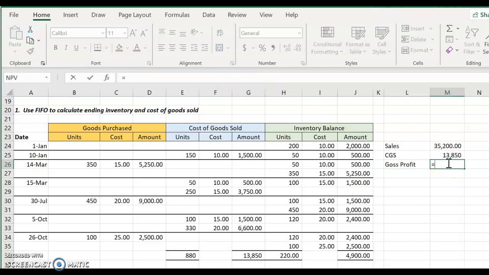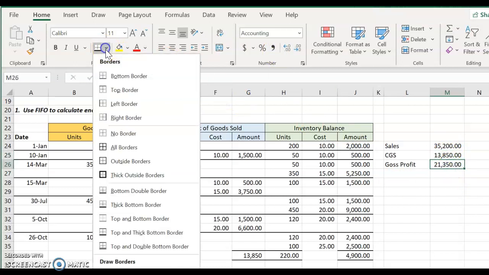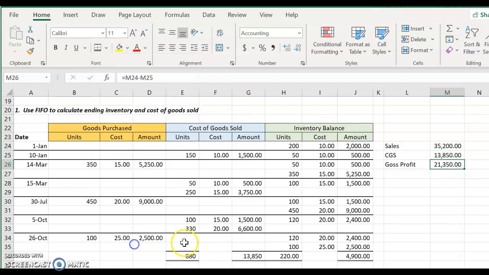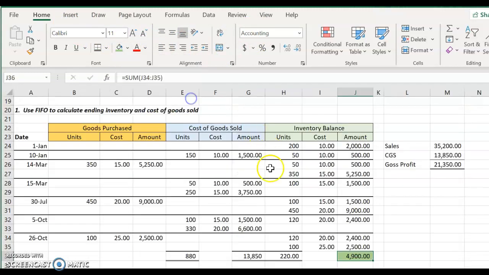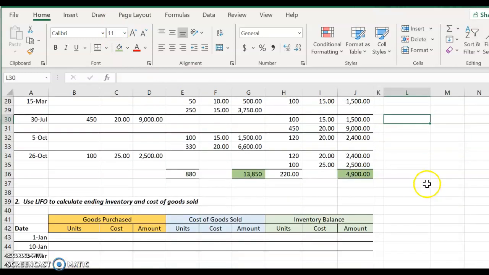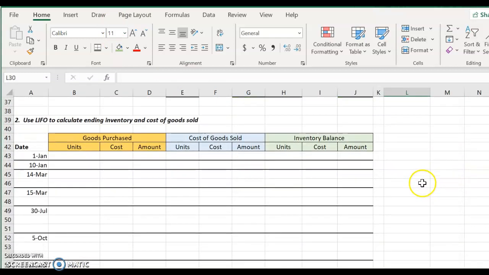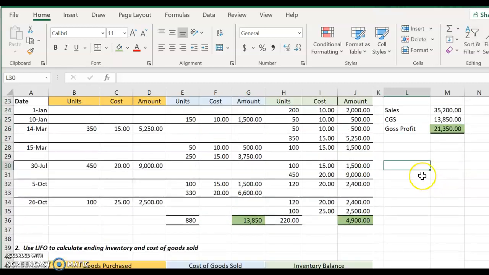And that's going to be the 35,200 minus the 13,850 for 21,350. Just kind of wanted to do that so that when we're talking about this, you can see. So I'm reporting $4,900 on my balance sheet as ending inventory, right? I'm reporting 13,850 as cost of goods sold, and my gross profit here is 21,350. Let's move on to LIFO, excuse me.